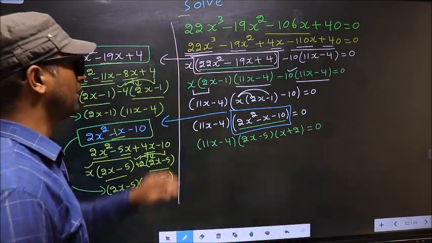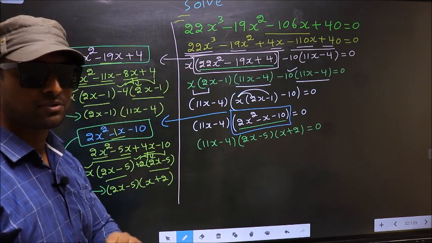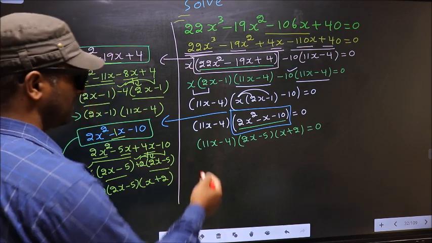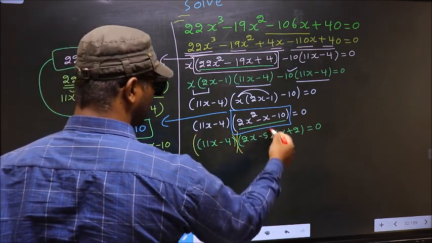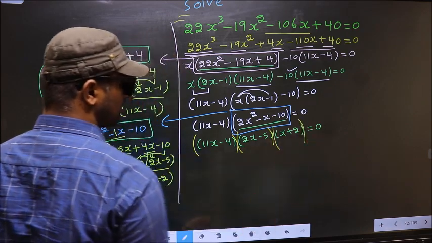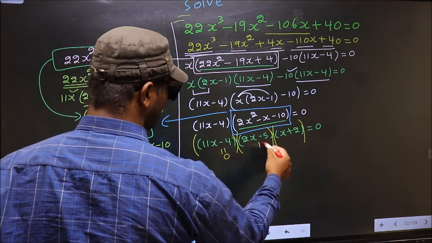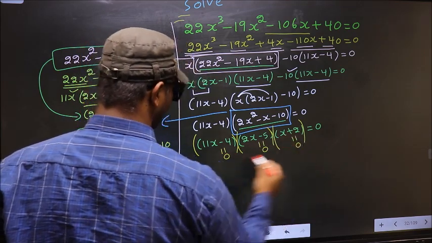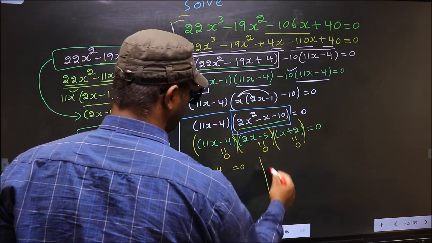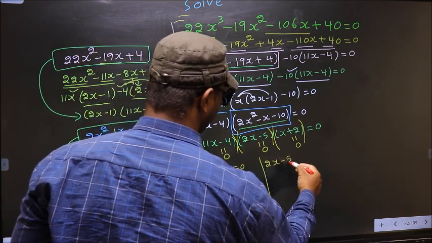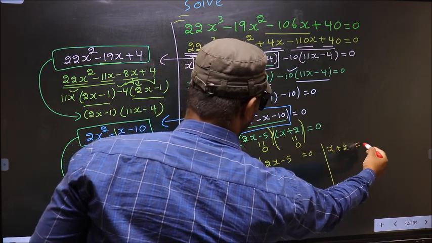More, they told us to solve, which means we should get the values of x, and over here we have product of brackets equal to 0. So to get x values, we should equate each bracket to 0. That is 11x minus 4 equal to 0, 2x minus 5 equal to 0, x plus 2 equal to 0.